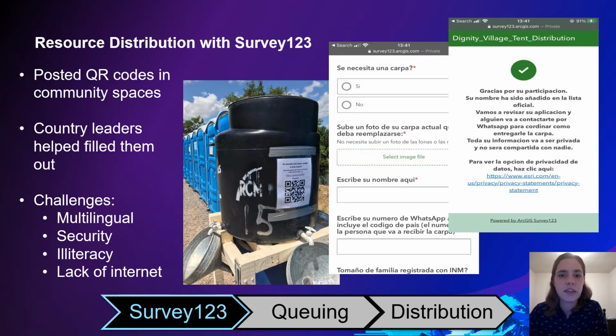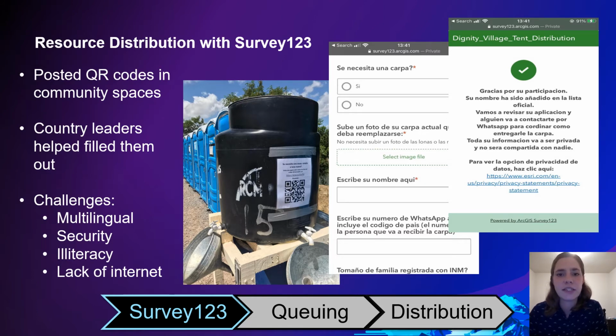As mentioned before, there is a level of illiteracy within the camp and a lack of internet, and those two things combined made access to the survey more of a challenge. We were able to overcome most of these challenges by partnering with the country leaders themselves. The country leaders helped us overcome the lack of internet and the literacy by helping people fill out their surveys, but also promoted this Survey 123 idea in general, which helped give people more confidence and trust in this idea.